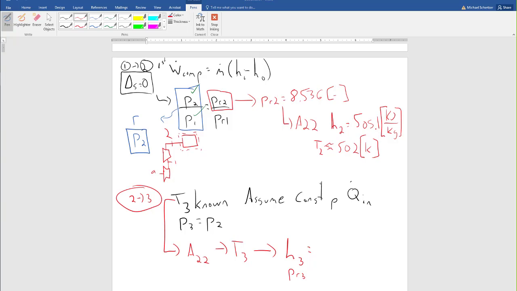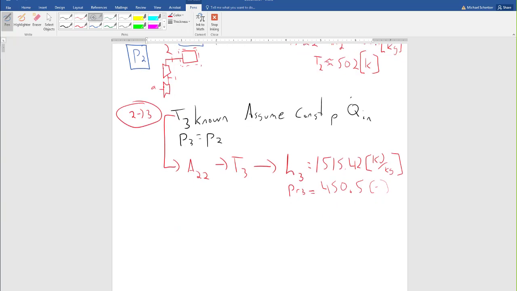When I looked up H3, it was 1,515.42. It's still going up because we're adding energy in the form of heat into the fluid, so its enthalpy keeps going up. And then we can get PR3 is equal to 450.5. This has no unit.